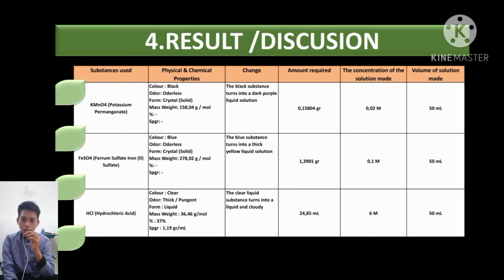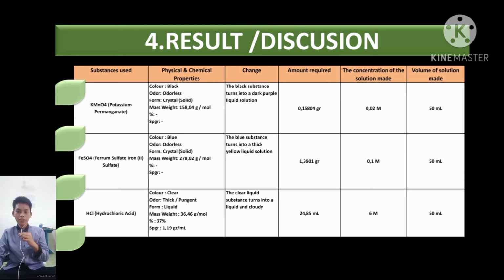Next, ferrum sulfate, iron 2 sulfate. Physical and chemical properties: color blue, odorless, form crystal or solid. Molecular weight 207. Change: the blue substance turns into a thin yellow liquid solution.